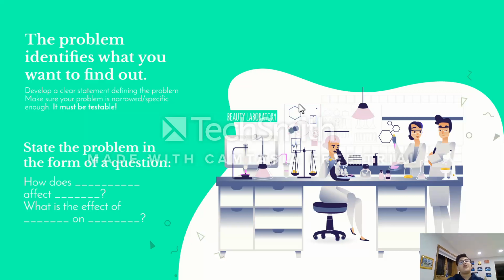Another thing that you must look at is that it must be testable. The only reason we were able to find the COVID-19 vaccine was that first it was a virus, and we needed to find a vaccine. So it's just one thing: find a vaccine for it. And the problem that you state must be in the form of a question. For example, how does methane affect greenhouse gases? Or what is the effect of methane on our environment? And so on and so forth.